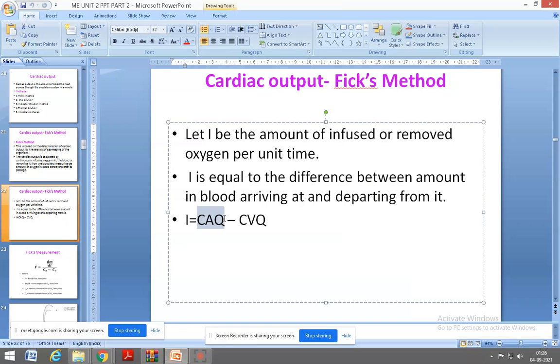So CA is nothing but removing the oxygen from blood. CV is adding or injecting the oxygen into the blood. So that concentration is given by CV. This is the concentration of ventricular. This is the concentration of arteries. So the difference of these two concentrations, arterial and ventricular, will give the cardiac output I.